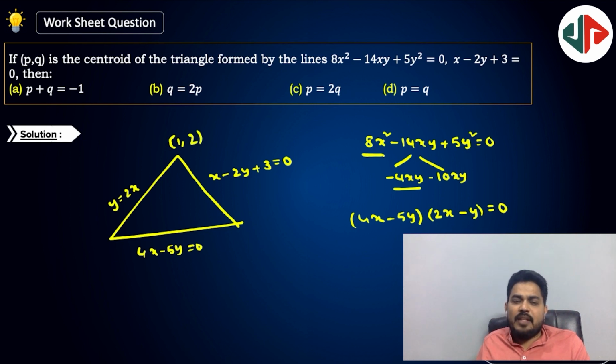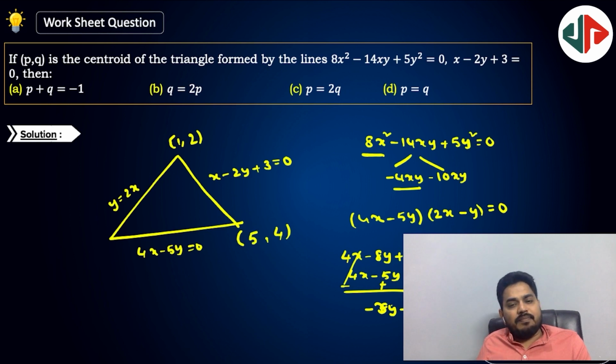Now from here, I'll multiply this one with 4. So 4x minus 8y plus 12 is equal to 0. This is 4x minus 5y is equal to 0. Minus plus will be cancelled. Minus 3y plus 12 is equal to 0. So y is equal to 4. If y is equal to 4, x is equal to 5.